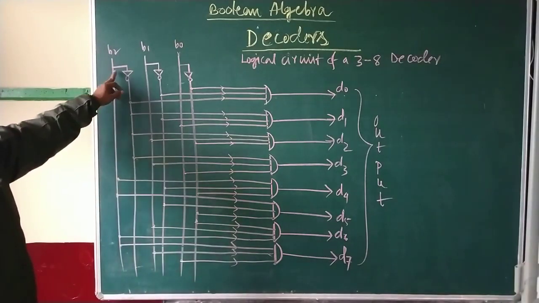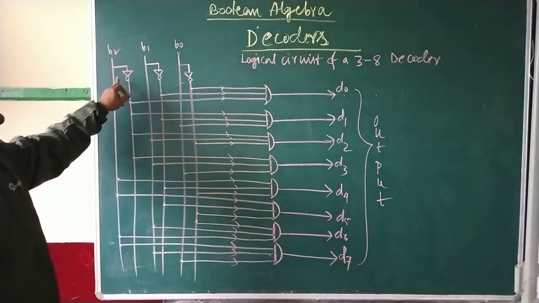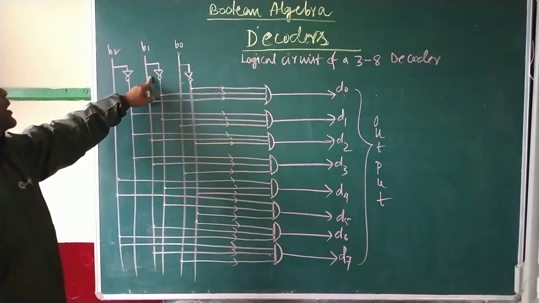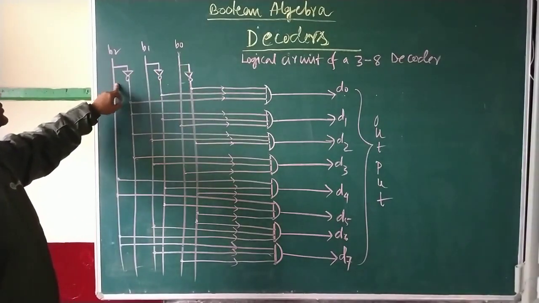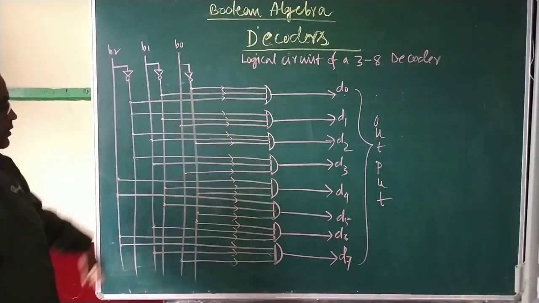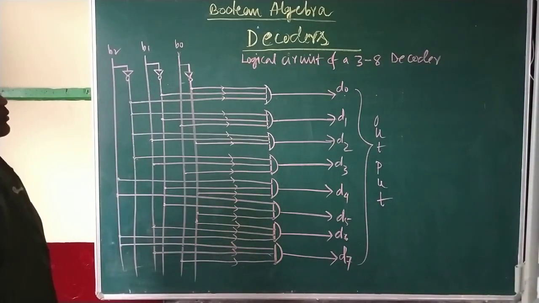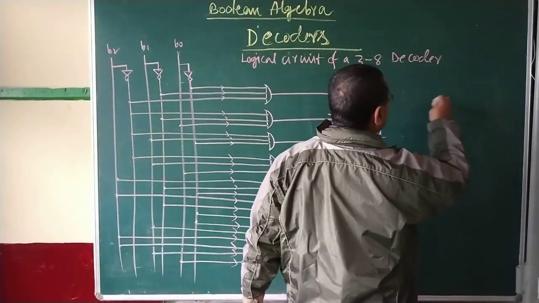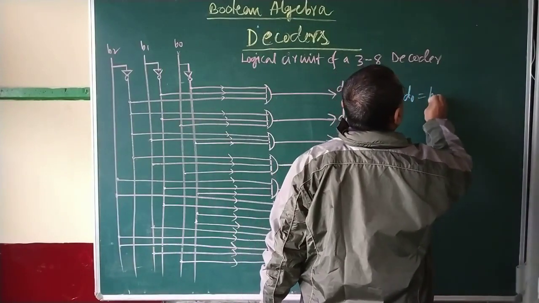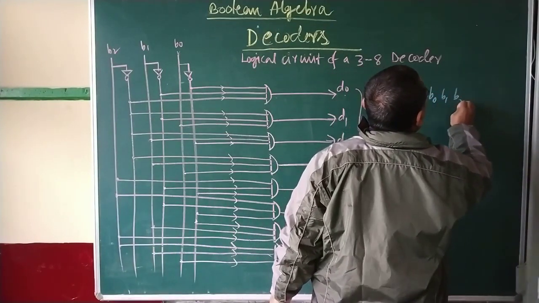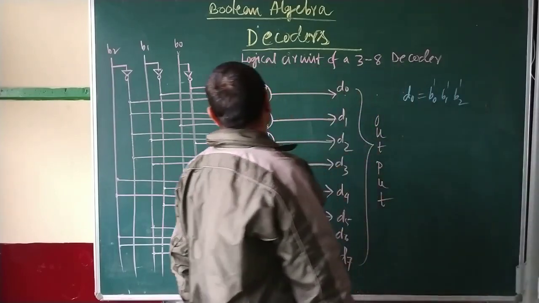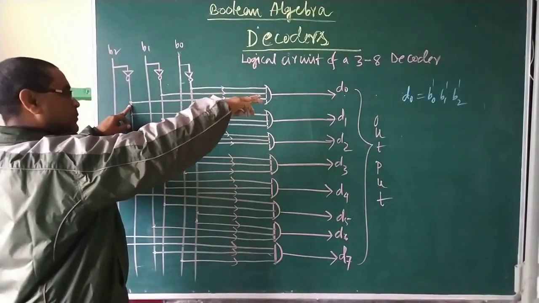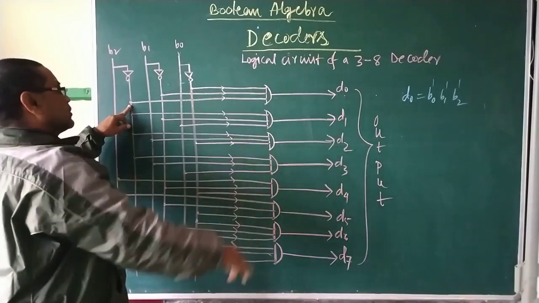Here nothing to explain. There are 3 inputs B0, B1 and B2. This is ordinary B0 and this is the B0 complement. This is B1 and this is B1 complement, and this is B2 and this is B2 complement. So there are two lines. And now D0 accordingly, you can see D0 has all 3 complements, which I have already given you in the truth table: D0 equal to B0, B1 and B2 all complemented. It is coming from the truth table. From there only I wrote D0 equal to all 3 complements.